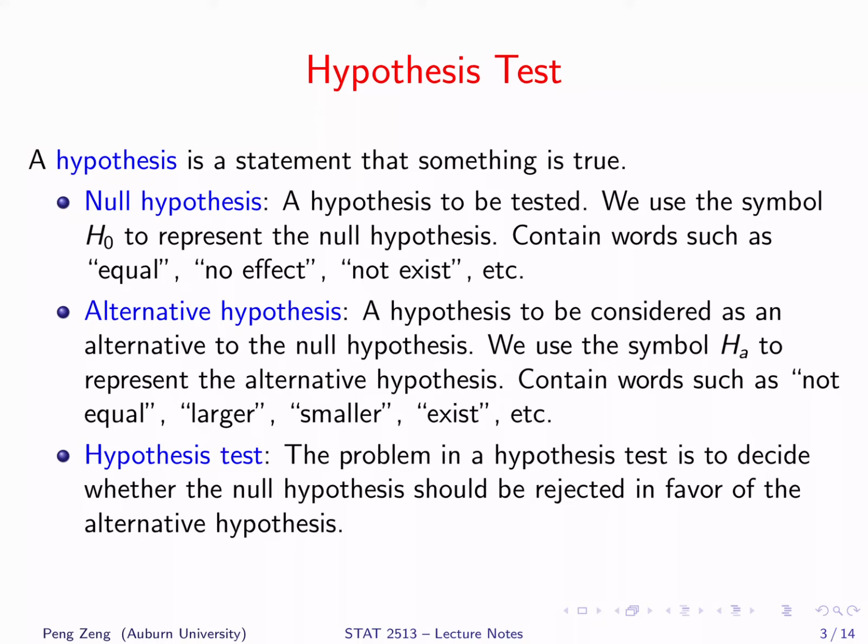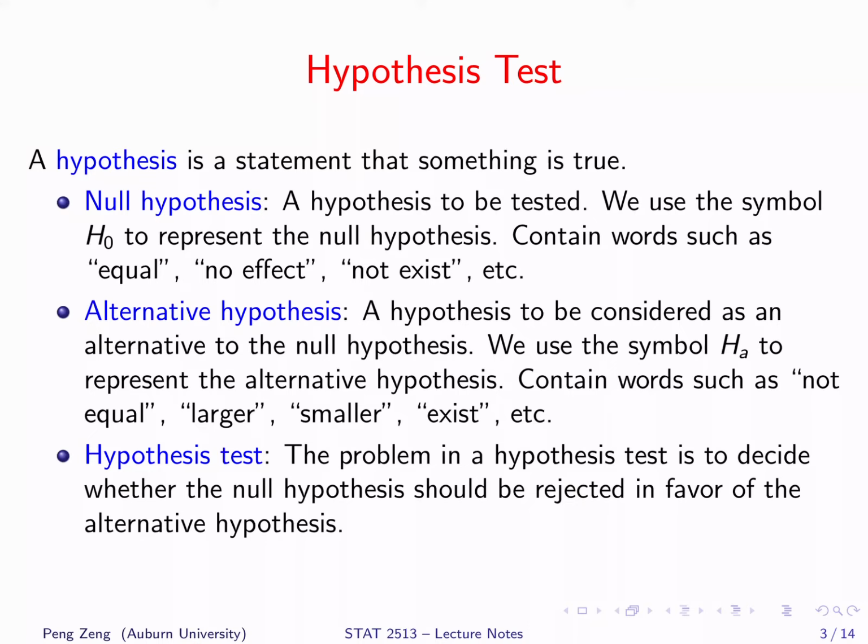The first one is called the null hypothesis. It is a hypothesis to be tested. We use the symbol H0 to denote it. It usually contains words such as equal, not, no effect, not exist. The next one is called the alternative hypothesis. It is a hypothesis to be considered as an alternative to the null hypothesis. We use the symbol HA to denote it. It usually contains words such as not equal, larger, smaller, exist.